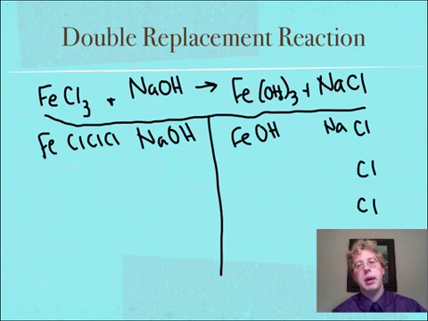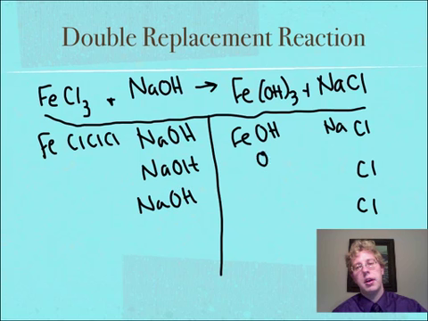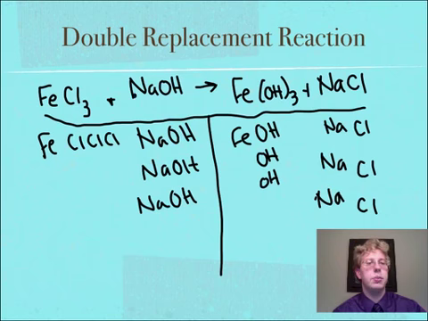Now looking at this problem, I still need an additional 2 hydroxide ions and I need an additional 2 sodium ions to go with the chlorine atoms there by themselves. So I put 2 more sodium hydroxides on the reactant side, and they go on the product side also. Now when I calculate this, it takes 1 iron chloride plus 3 sodium hydroxides to form 1 iron hydroxide plus 3 sodium chlorides.